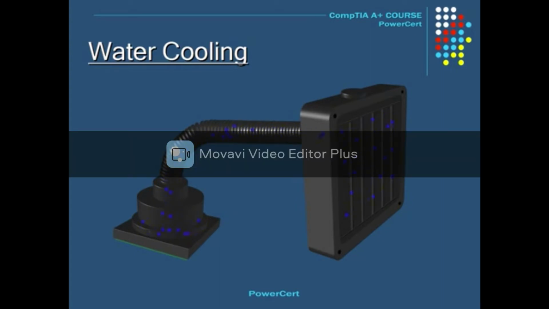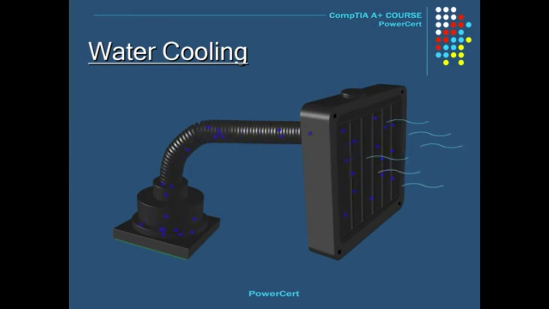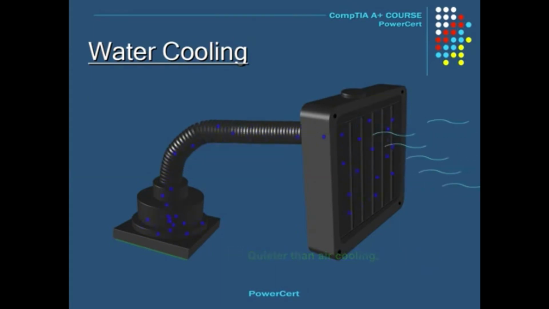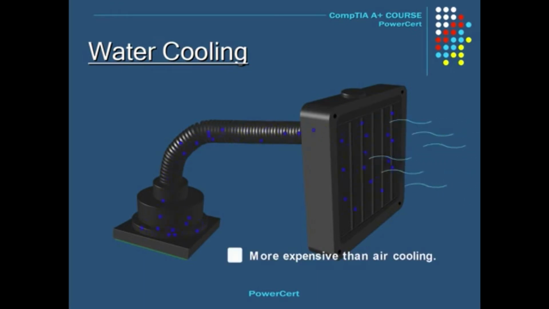Once the water reaches the radiator, the water is air-cooled by a radiator-mounted fan that draws air into the radiator and cools the water. This cycle is repeated so a constant flow of cool water makes contact with the CPU. And the end result is that water cooling units cool components far better than air cooling. And they are much quieter. But at the same time, water coolers are more expensive.